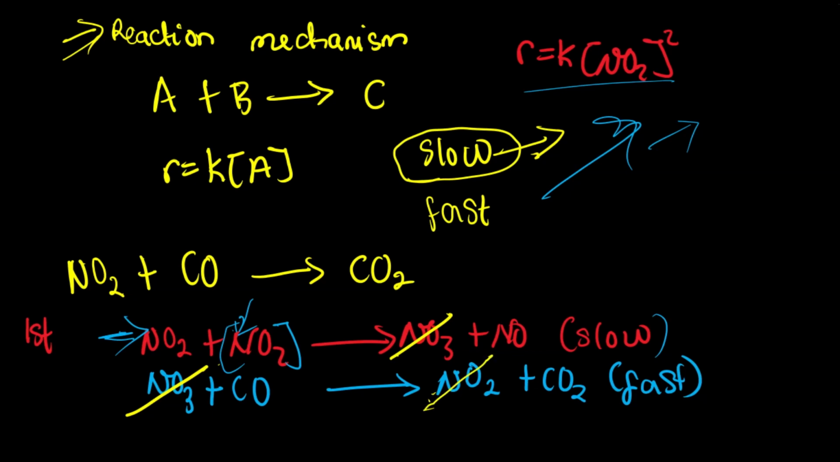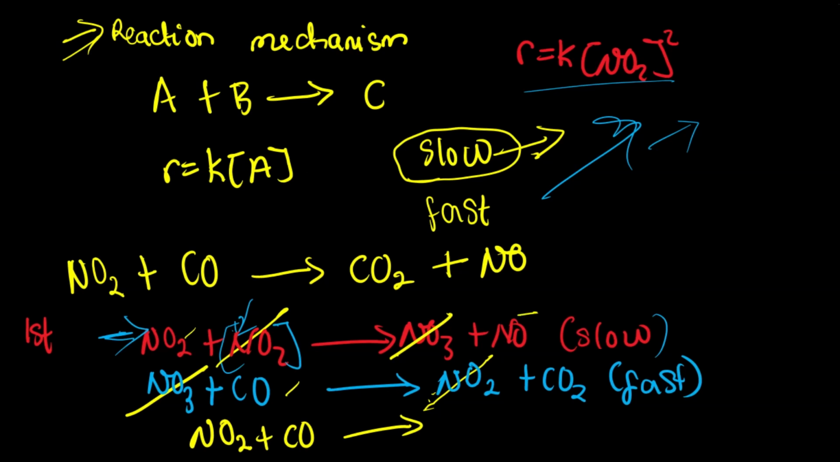Then we have NO3 rather. Then we have NO2 here on the product side, and we also have it here on the reactant side. It cancels out. Okay, so overall we would have, sorry, this is plus NO. I forgot to include that. Overall we would have NO2 plus CO as reactants, which would give the products CO2 plus NO.